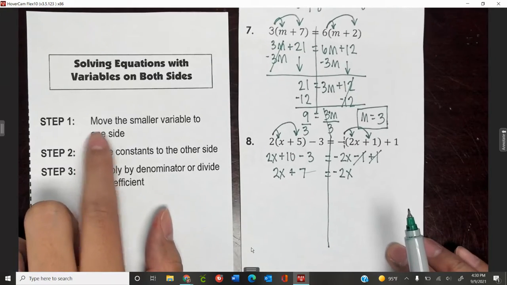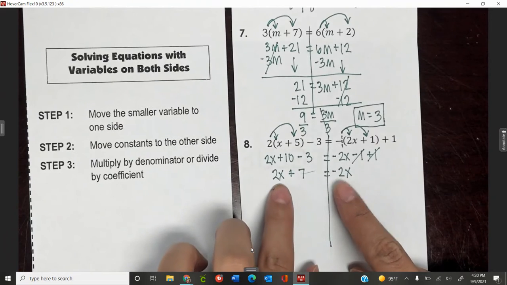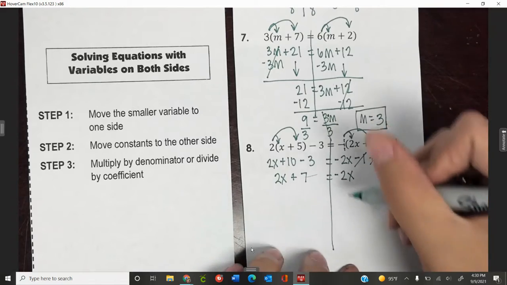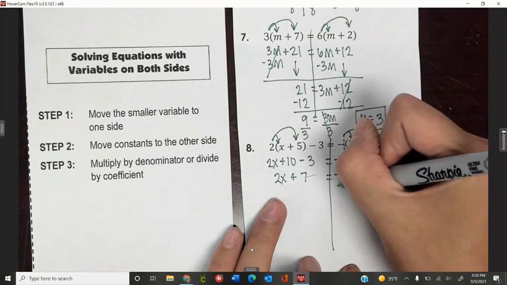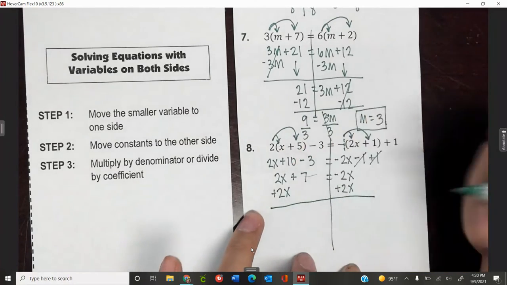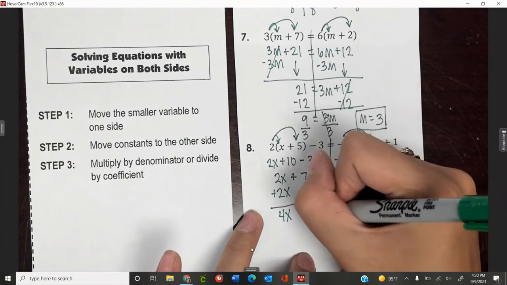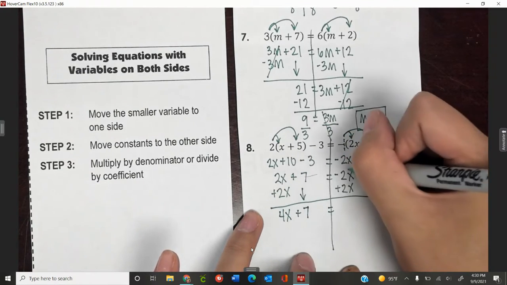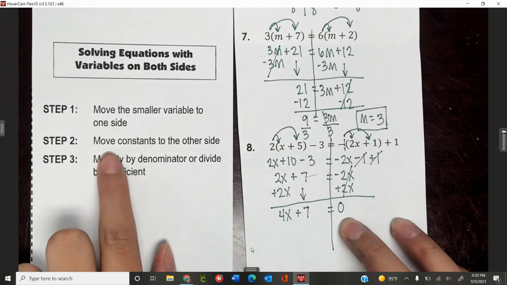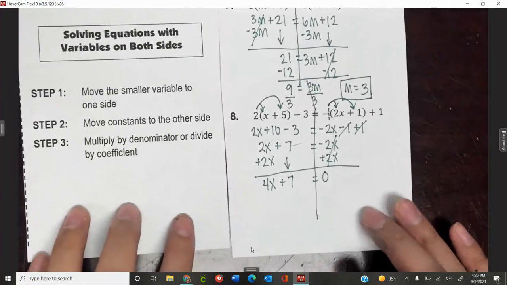Now step 1 tells us to move the smaller variable to one side. My two variables are 2x and negative 2x. Negative 2x is smaller than 2x, so I'm going to move it over to the left side. So I'm going to add 2x. 2x plus 2x is 4x. And then I'm going to bring down the 7, and this cancels out, so you're left with 0 on the right-hand side.